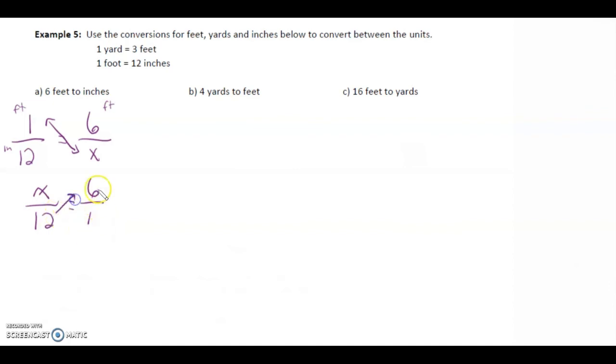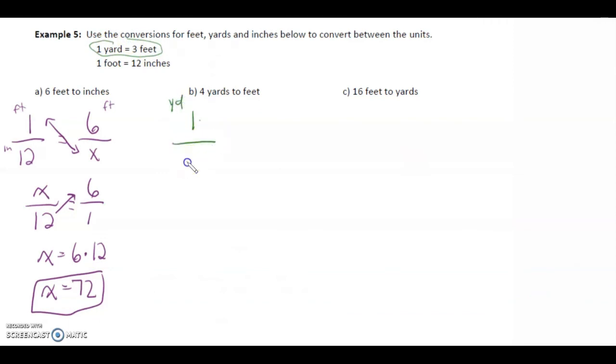Now let's cross multiply the 12 up. X equals 6 times 12. X equals 72. Okay, yards to feet. So I'm going to use this one. 1 yard, so this is in yards, equals 3 feet. And I just put this here just for reference. We have 4 yards, and we want to know how many feet.